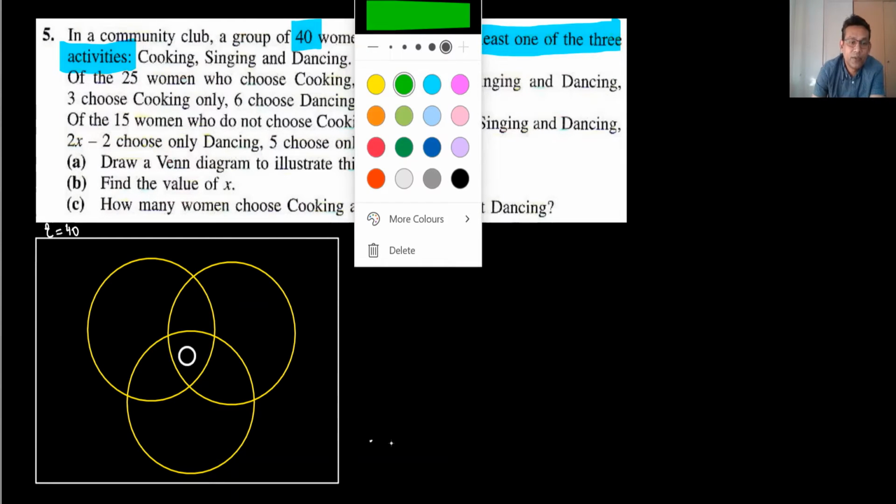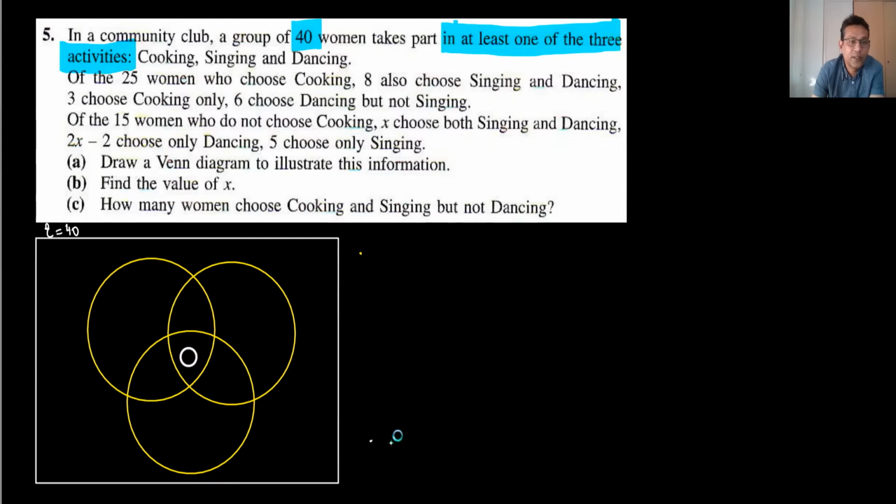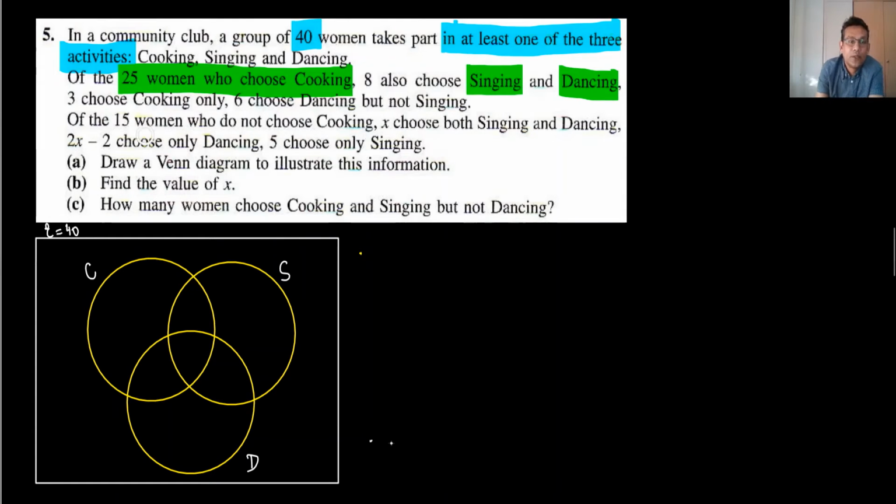First of all, always check about this common one. This is very important. Just do we have something here which is common? Of the 25 women who choose cooking, so we have cooking here, and we have singing here, and we have dancing here. The 3 categories we can see, singing and dancing. Okay, now 3 choose cooking only, and just one more thing. X choose both singing and dancing. I cannot suppose this is X here now because the position of X is fixed. So I would like to start from here.